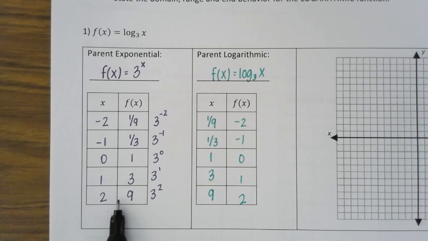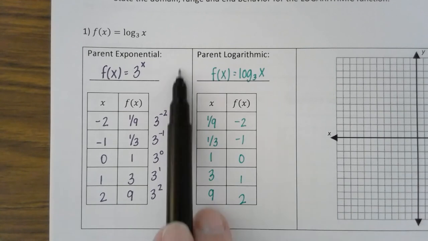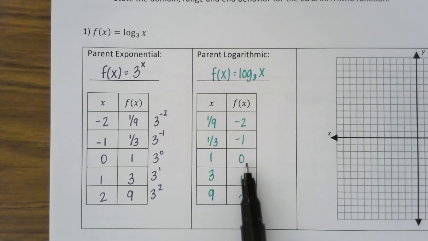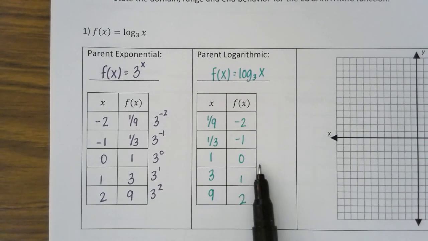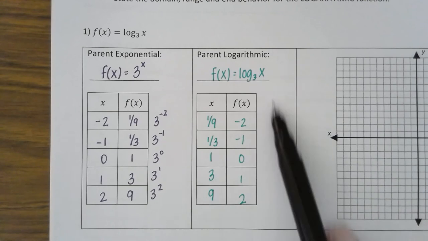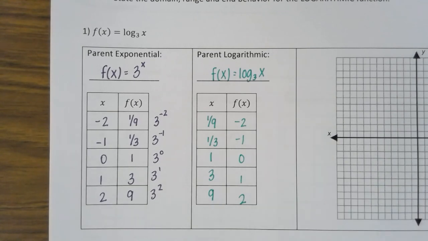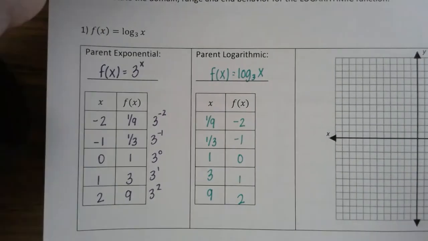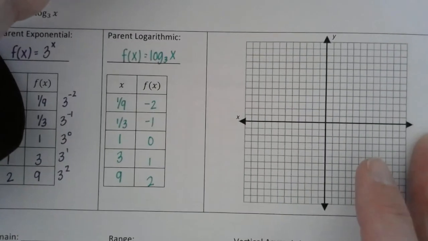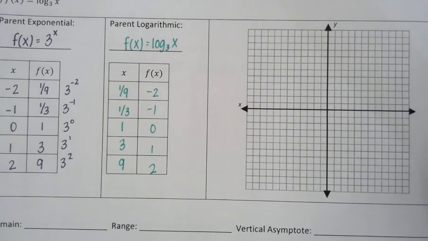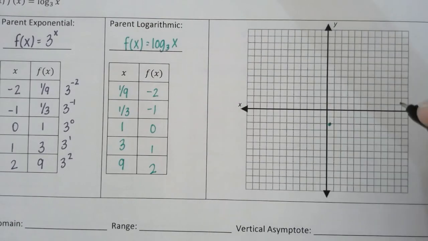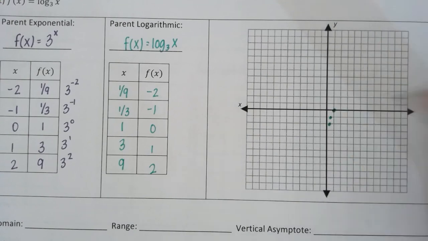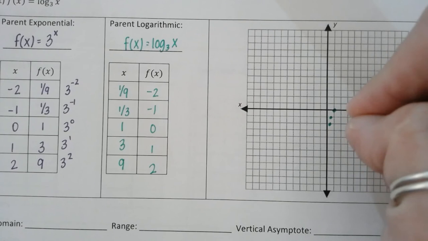In this case, when I'm just graphing the logarithmic function, I don't need to graph the exponential function table as well. I'm really just worried about graphing the logarithmic table. So the only thing I'm going to graph here on my coordinate plane is the table on the right. You're probably going to have to estimate a little bit with those first couple points.